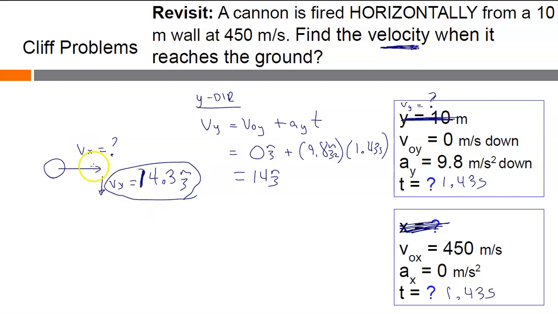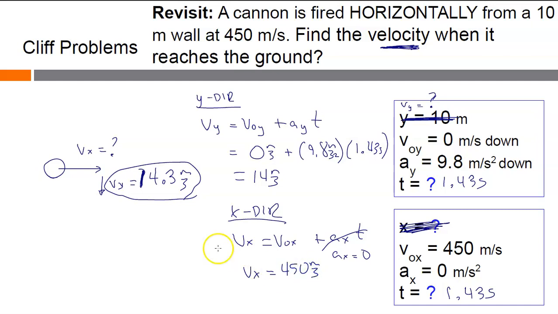But it's also moving to the right. It started out moving 450 meters per second. The acceleration is 0. If you want the gory details, the useless gory details of this, you could come in and do exactly the same formula in the x direction. A sub x is equal to 0. So you can see that the initial velocity is going to be the same as the final velocity. Final velocity in the x direction is 450 meters per second. And now I've got this number right there.